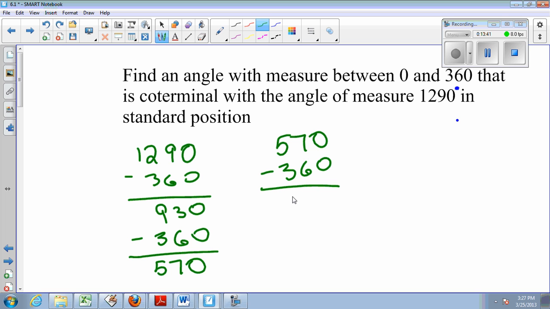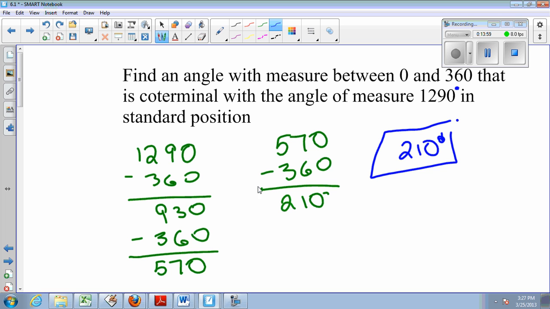We get 210. So we finally reach an angle that is between 0 and 360, and our answer is 210 degrees. It had to do 3 complete rotations, by subtracting 360, before we found our coterminal angle.